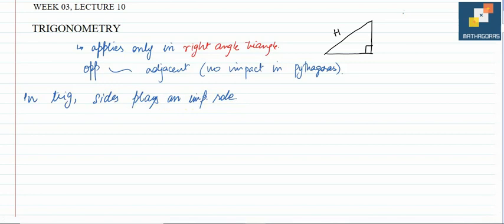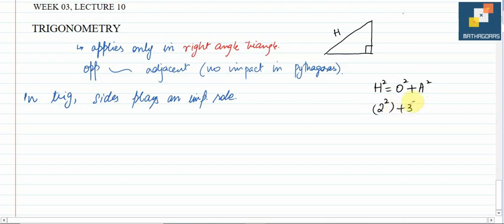In Pythagoras, we say that whether we take the side as adjacent or opposite, it does not matter, because the working formula for Pythagoras theorem is opposite square plus adjacent square. So it doesn't matter whether you write 2 square plus 3 square or 3 square plus 2 square. The result is the same, right? That is why it does not affect Pythagoras theorem. But in trigonometry, it matters a lot.